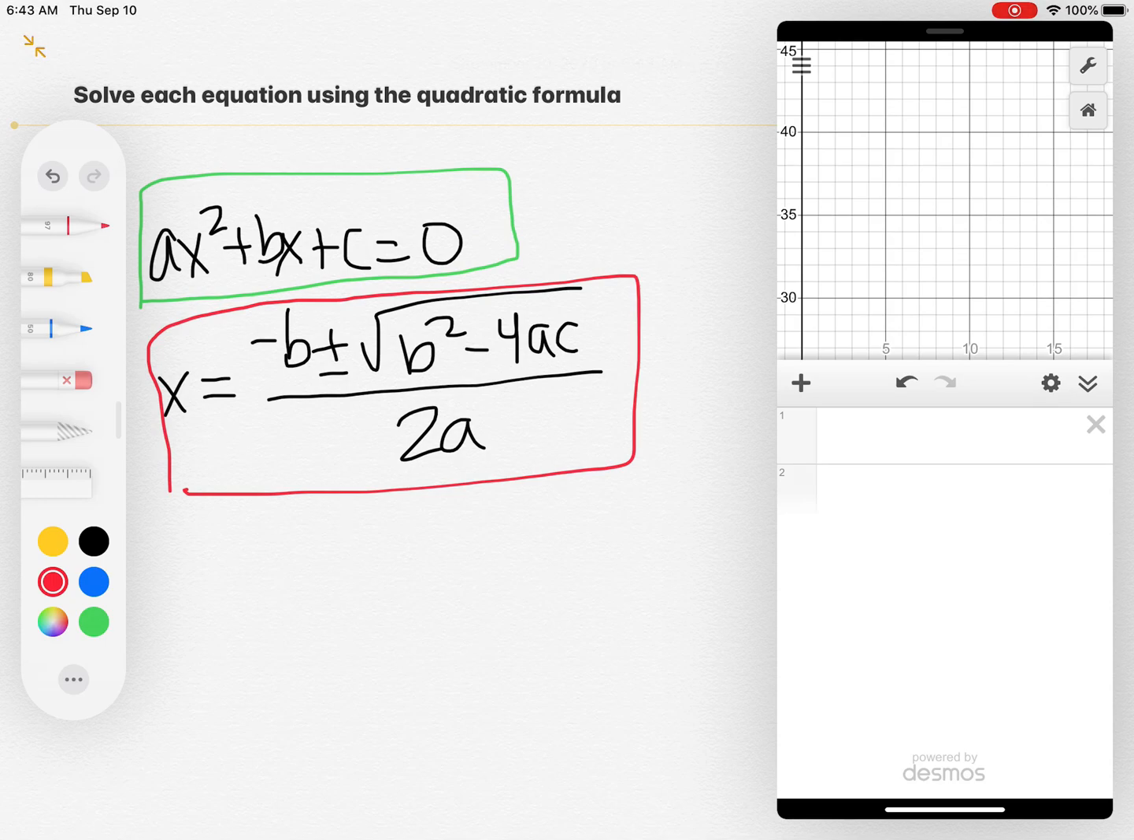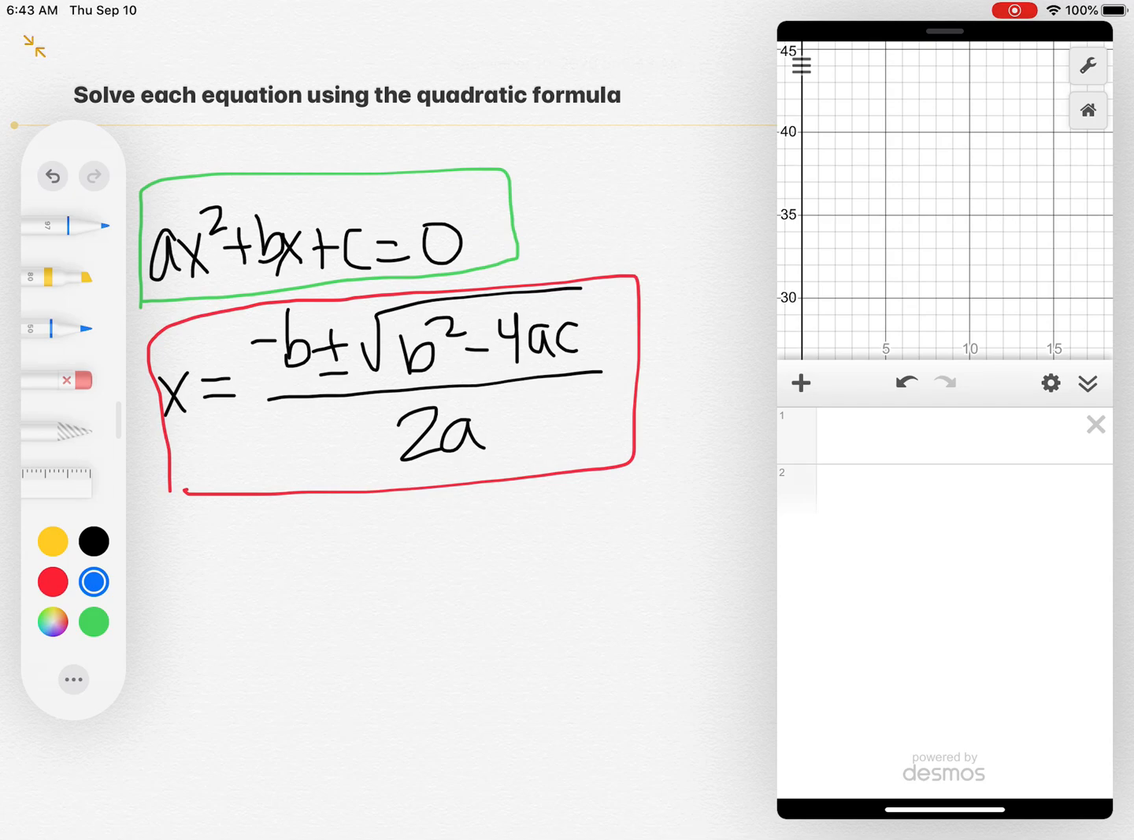divided by 2a. Notice the plus or minus sign here in the middle. That means you need to do the plus version of the top part of the fraction as well as the minus version of the top part of the fraction. So you're going to get two answers for most of these.